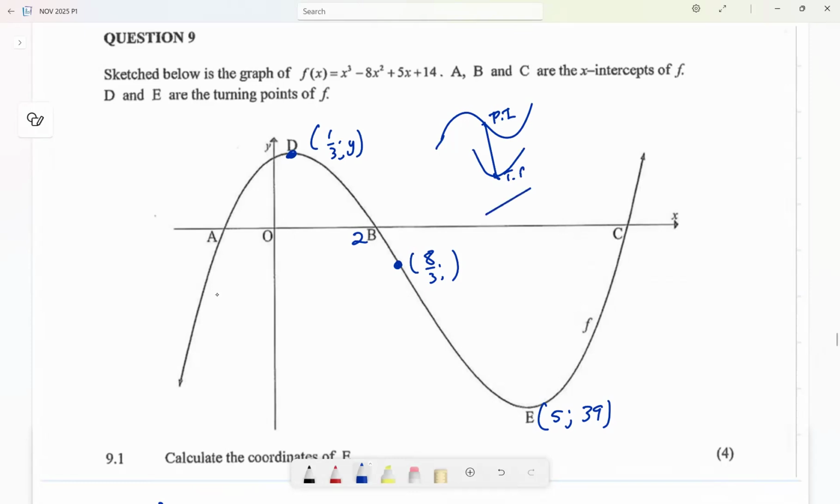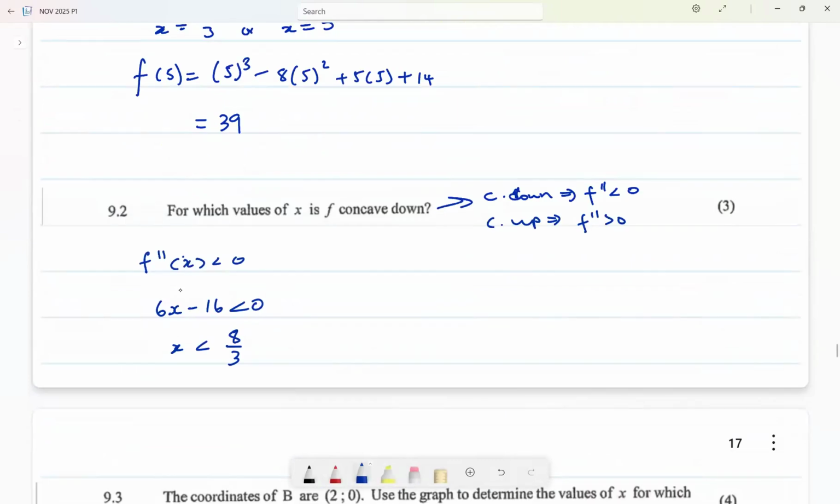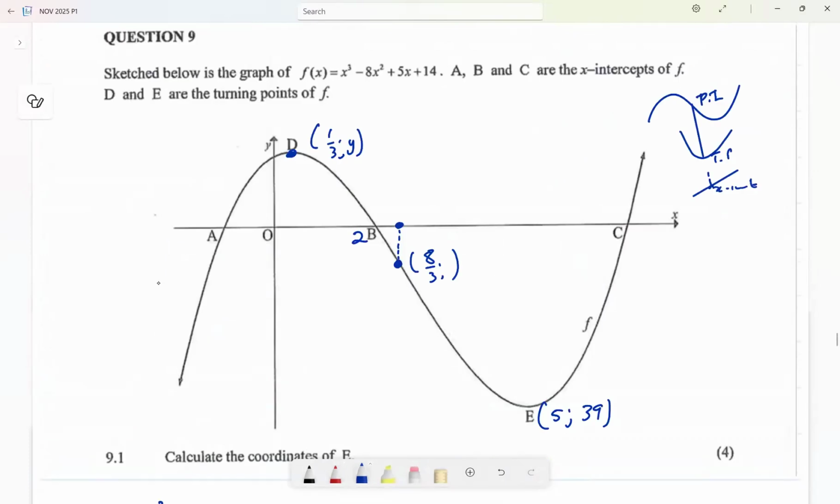When I derive the parabola, it's going to be a straight line, and the turning point is going to be my x-intercept. So it means this point of inflection, which is 8/3, is going to be my x-intercept. If it is equal to 6x − 16, then the x-intercept I already know is 8/3. The y-intercept is going to be negative 16. So I'm going to have a graph like this somewhere.